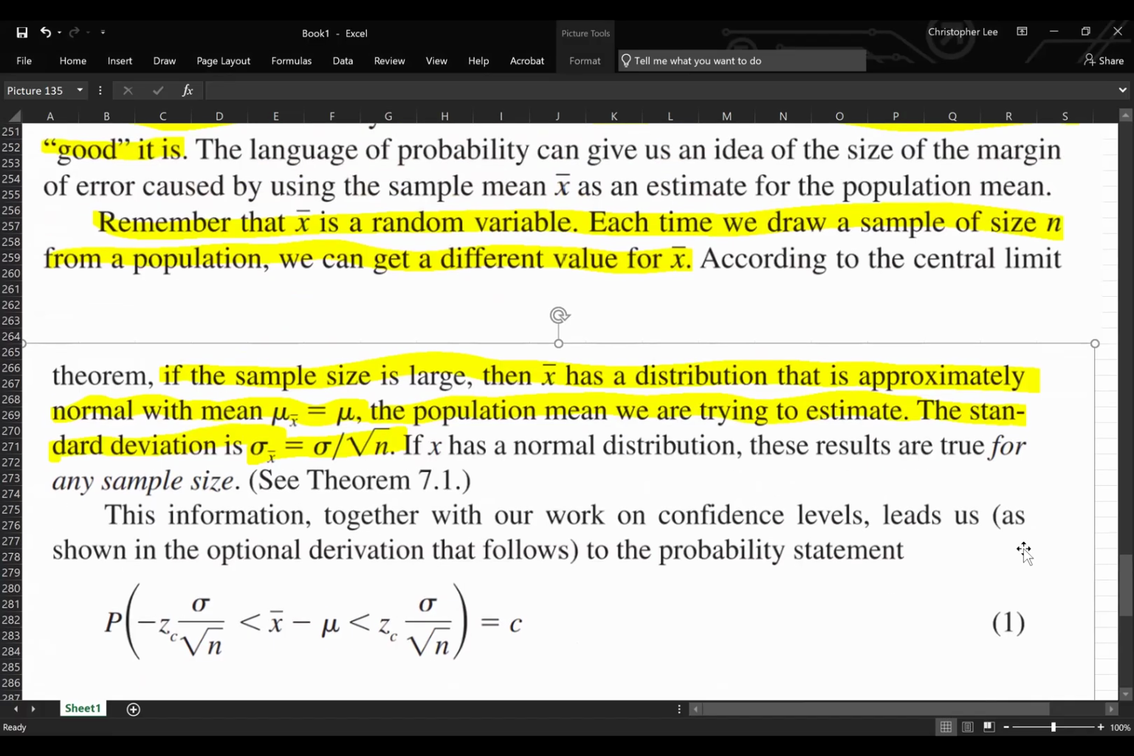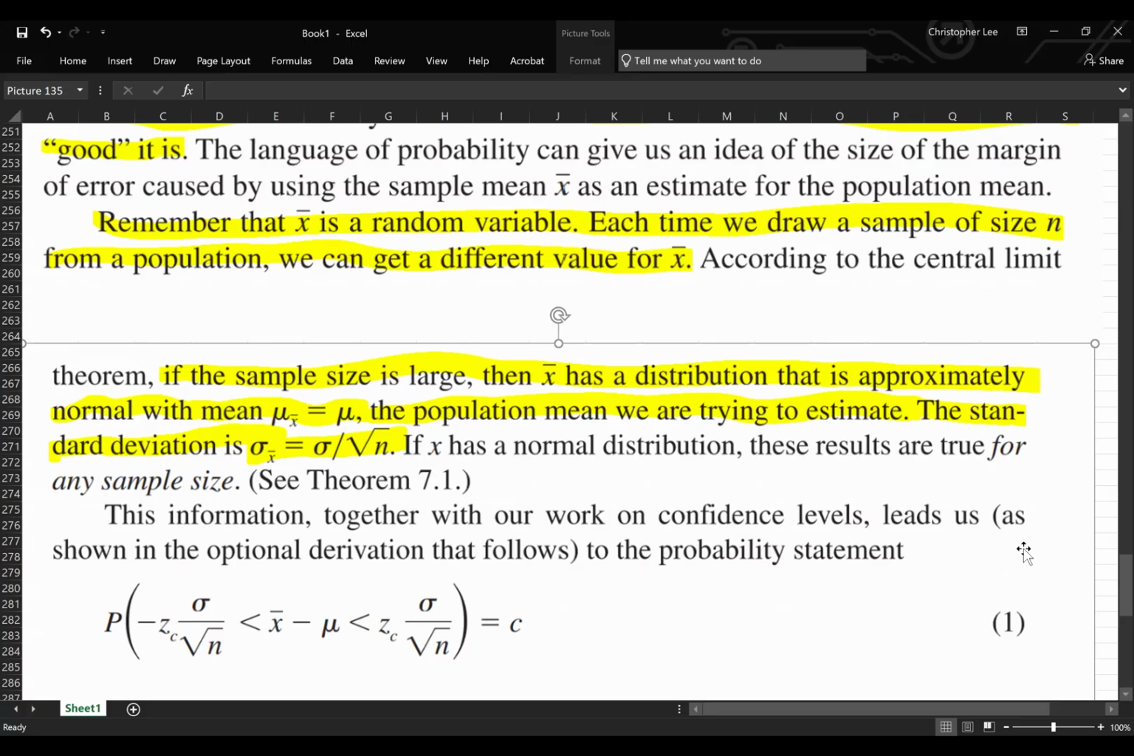So according to the central limit theorem, if the sample size is large, then the sample mean has a distribution that is approximately normal, with the mean mu of x bar equal to mu, the population mean we are trying to estimate. The standard deviation sigma of x bar is equal to sigma divided by the square root of n. If x has a normal distribution, these results are true for any sample size.